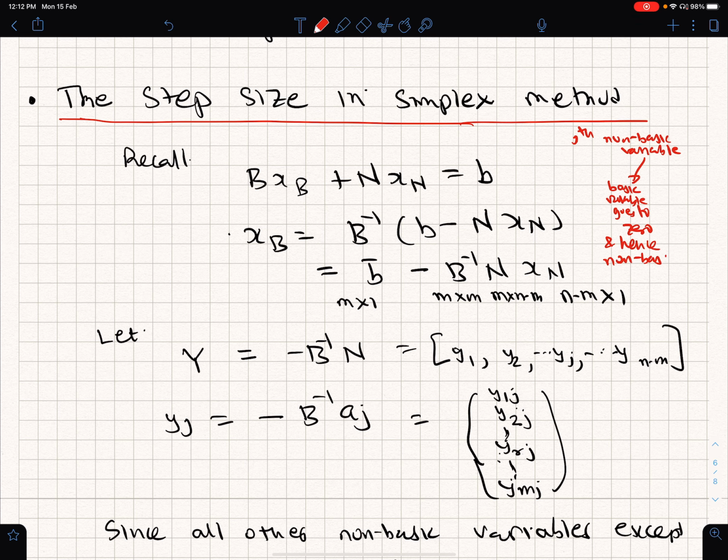While the jth non-basic variable has now moved to being a basic variable. So this is what is going to happen.